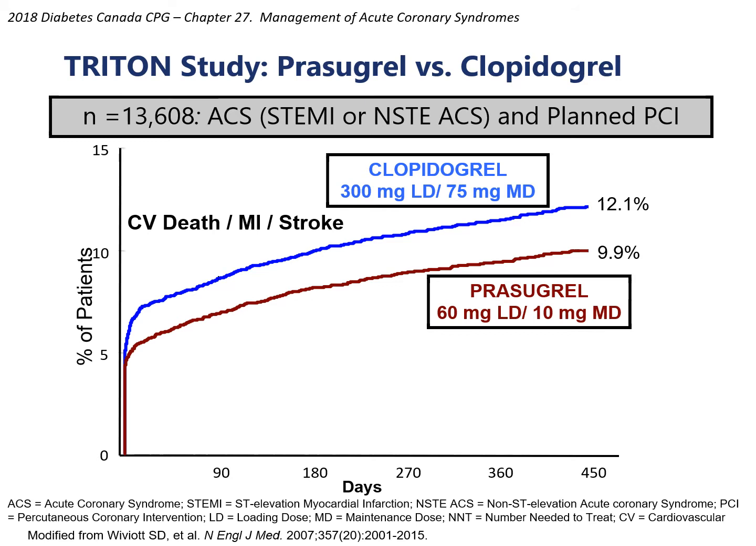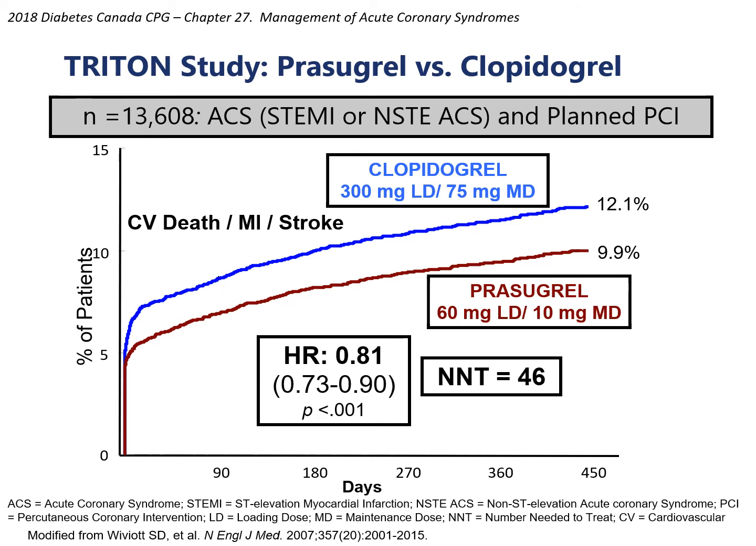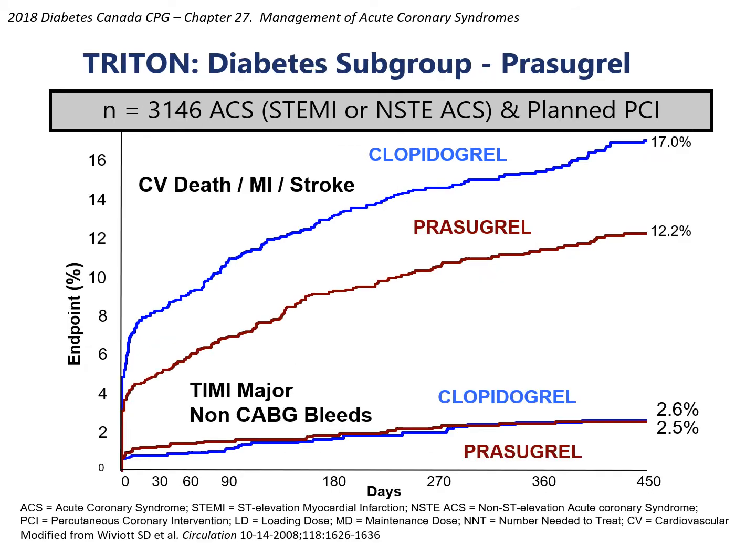13,608 patients were randomized, and at study end, it was noted that the Prasugrel group had less of the primary outcome, which was a composite of CV death, MI, and stroke. This translated into a hazard ratio of 0.81 with a number needed to treat of 46. But what about the diabetes subgroup?